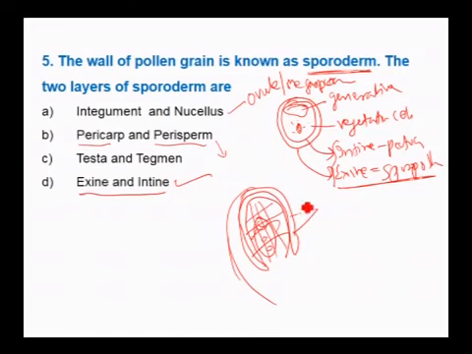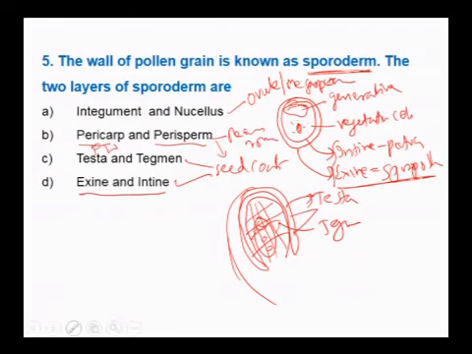Testa and tegmen. Once the ovule develops into a seed, the outer integument develops into testa, and the inner integument develops into tegmen. Therefore, testa and tegmen are the seed coats. Pericarp is a fruit wall. Perisperm is a remnant of nucellus. Therefore, for the question, the correct option is D, exine and intine.